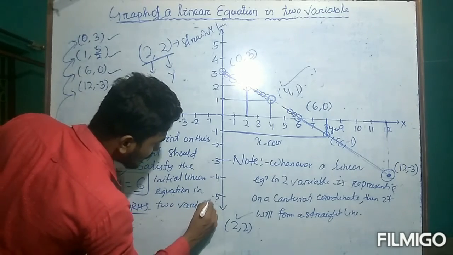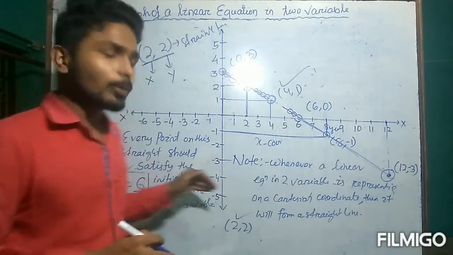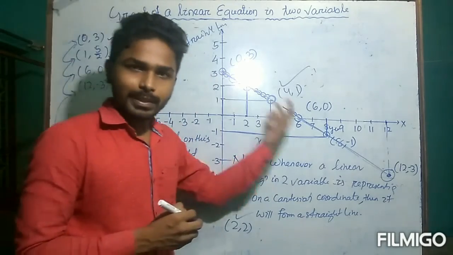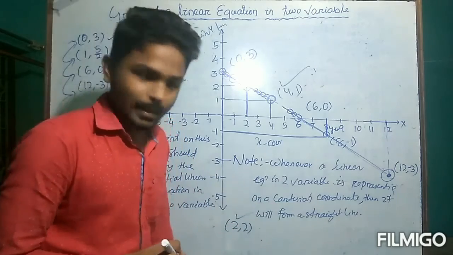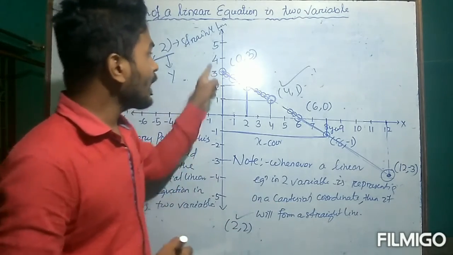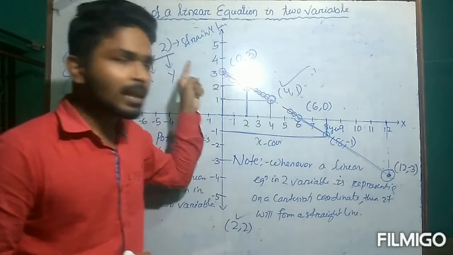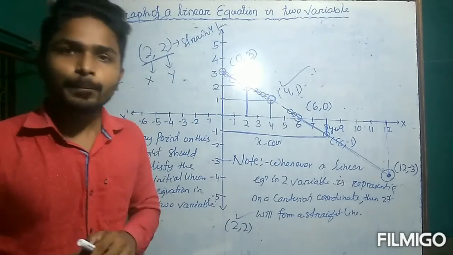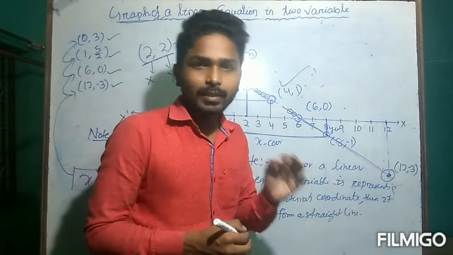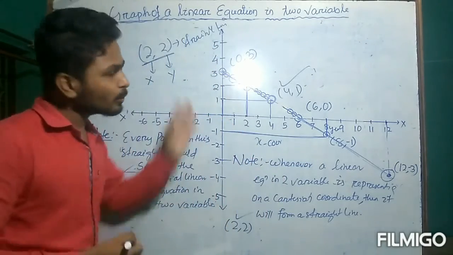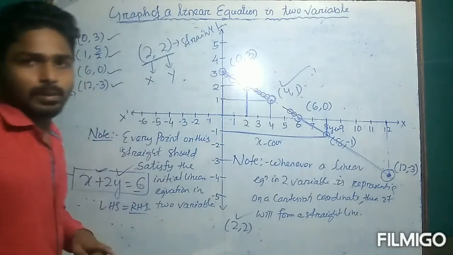Okay, now you understand these two notes. The first note is that whenever you convert a linear equation in two variables into its graphical form in a Cartesian coordinate system, it will form a straight line. And the second note is that every point on the straight line should satisfy the original linear equation in two variables. That means those points are the real solutions of the equation. You could try with any points, and you get the same result.